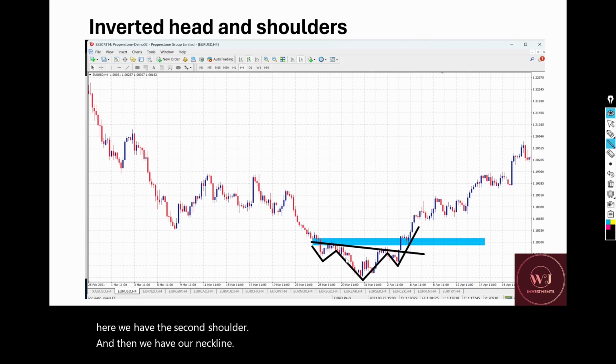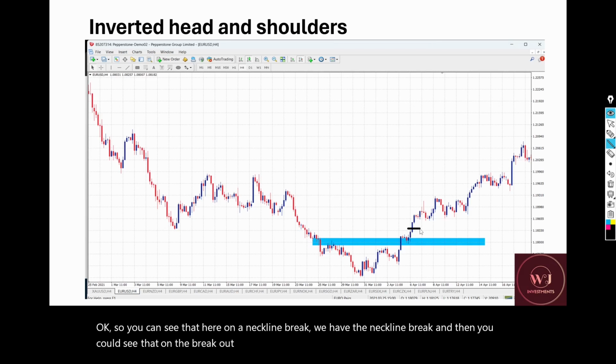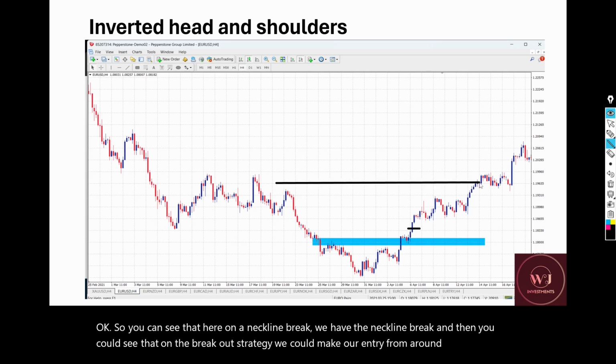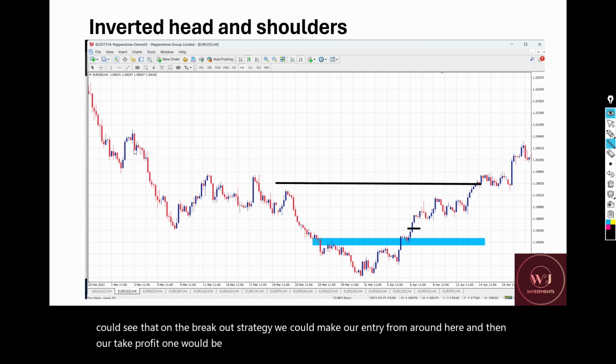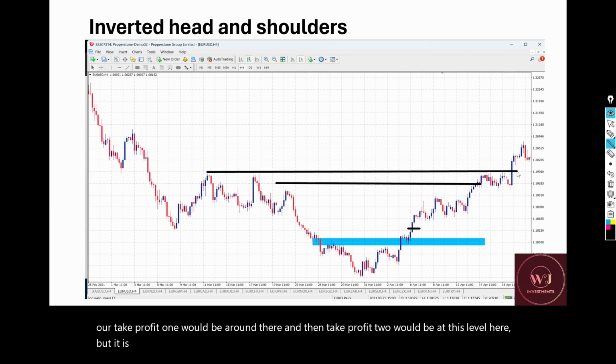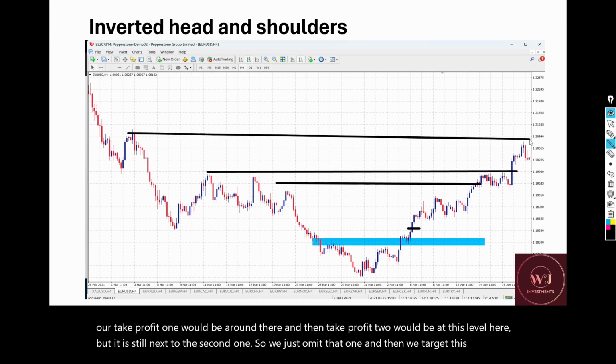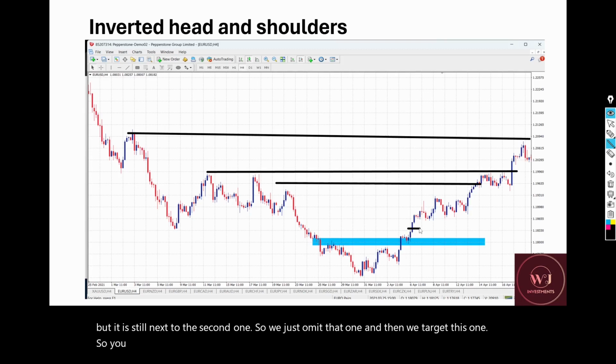You can see that here we have the neckline break, and on the breakout strategy, we could make our entry from around here, and then our take profit one would be around there, and then take profit two would be at this level here, but it is still next to the second one, so we omit that one and target this one. After the breakout, we made our entry, and the price kept going higher and higher.